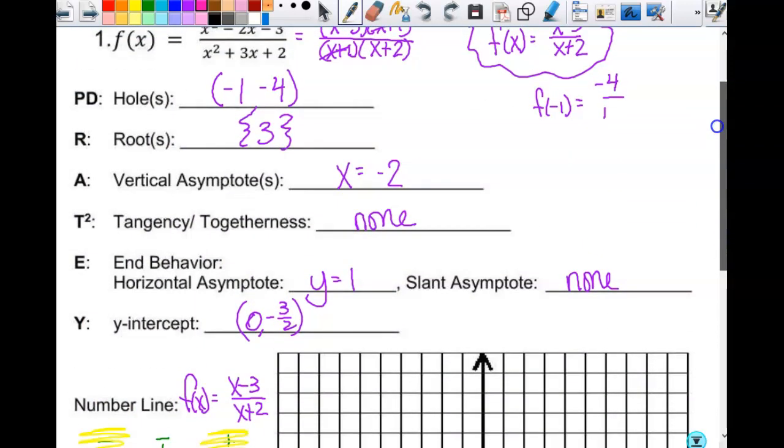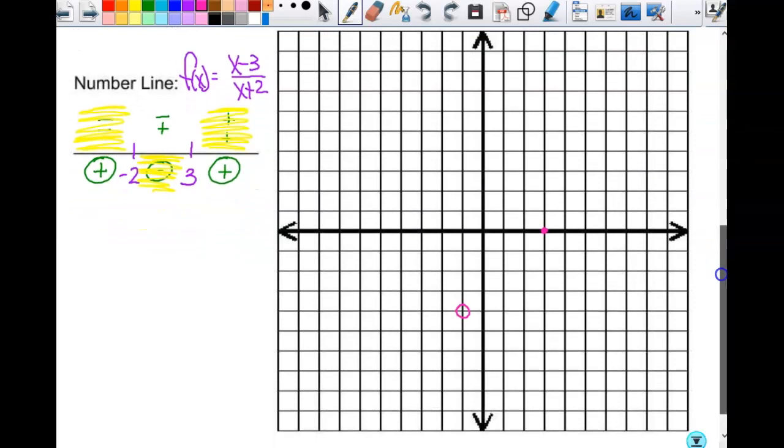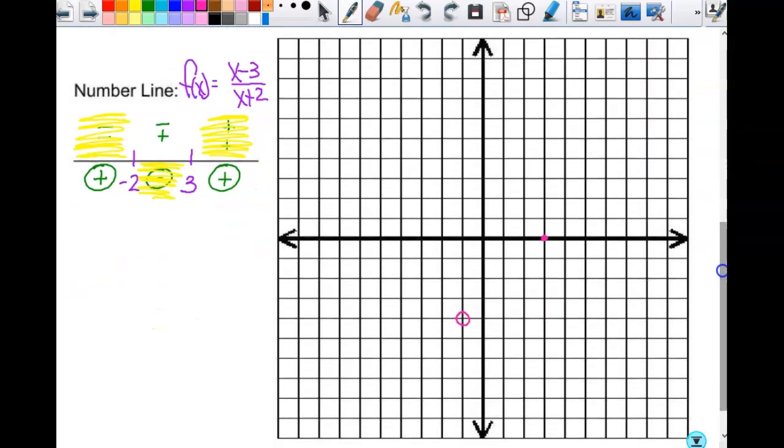Then I have a vertical asymptote at -2 and a horizontal asymptote at 1. I'm sorry, was it -2, right? Okay, x equals -2. So I'm at x equals -2. And then horizontal at y equals 1.